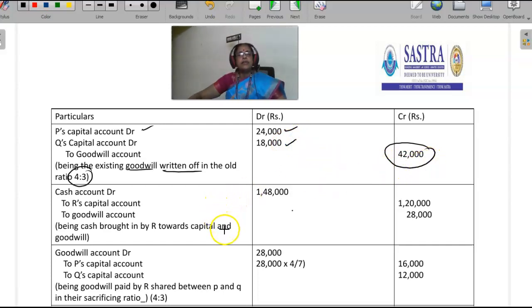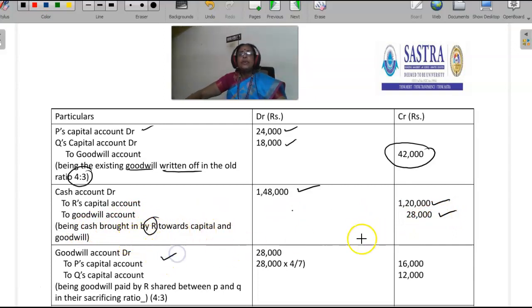Then the second entry we have to pass is for the amount brought in as capital as well as goodwill. So the entry is cash account debit. The new partner R brings 1,20,000 rupees for capital and 28,000 rupees for goodwill. The total is 1,48,000. Cash account debit 1,48,000, to R's capital account 1,20,000, to goodwill account 28,000. Being cash brought in by R towards capital and goodwill.